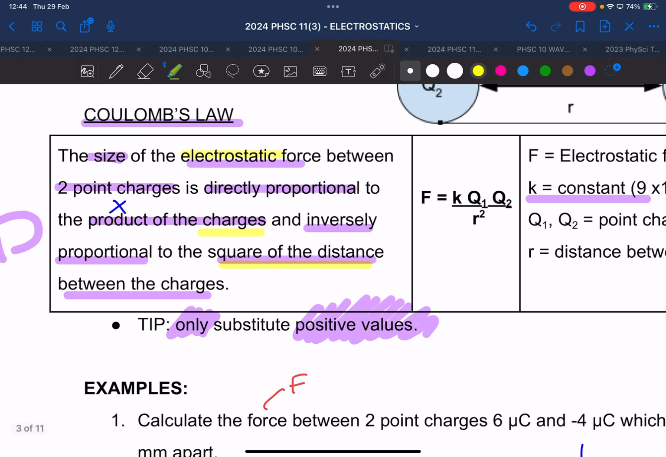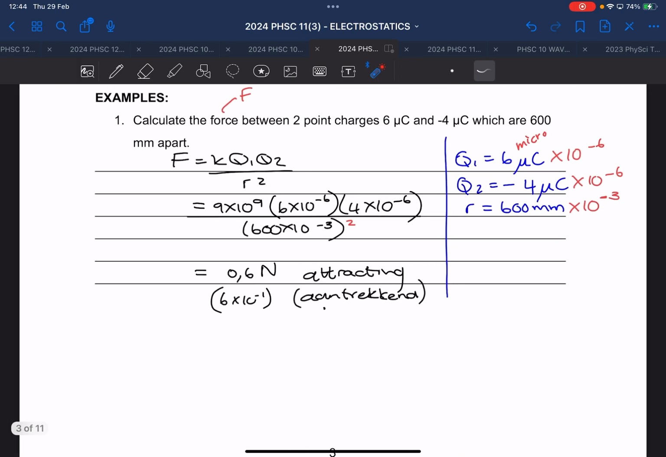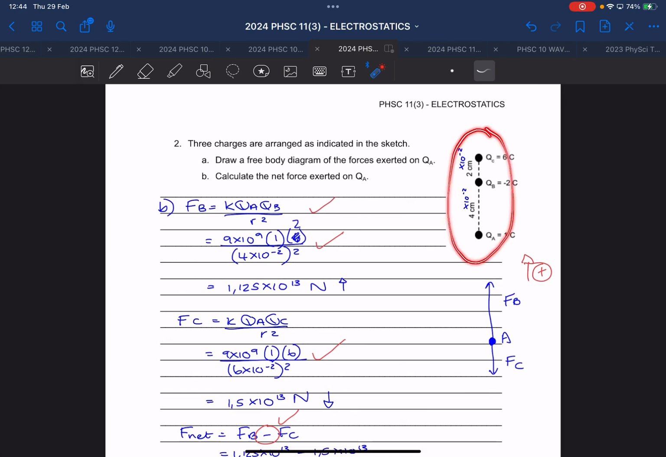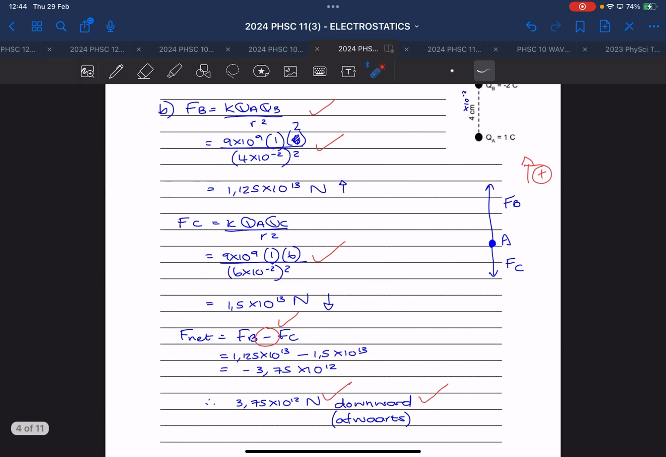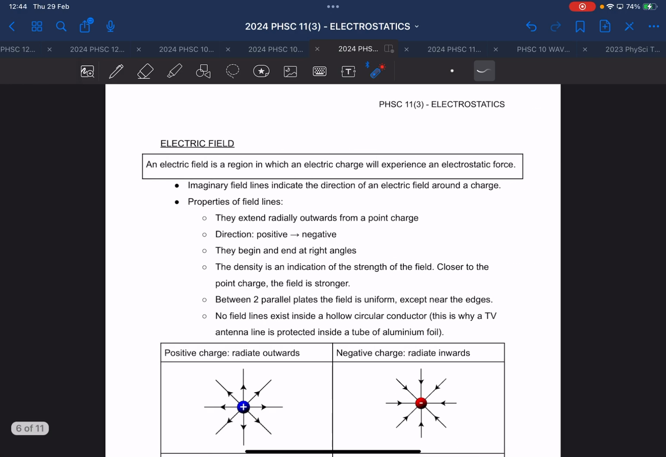In the definition, there's the formula. We spoke about that. We said we only substitute positive values. We looked at how to calculate the force. Then we looked at how, if you have 3 charges in a line, you calculate the net force. Then we looked at them at an angle. How do you calculate the net force? And now we are busy with the next concept.